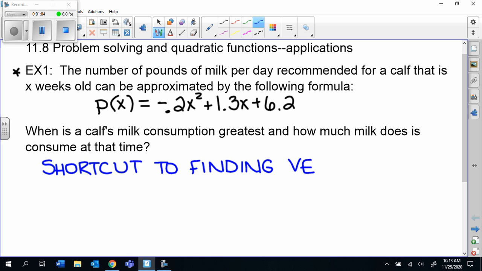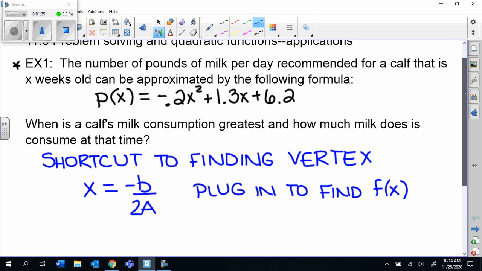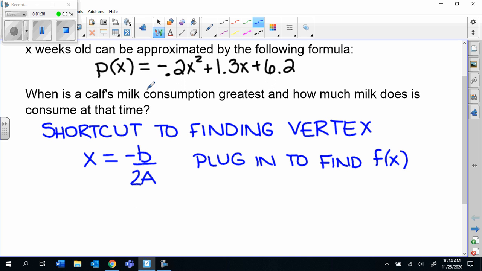Instead of having to complete the square and do all of those steps like we have done in the past, the shortcut is this: x equals negative b over 2a. And then you plug in the x to find the y values, or whatever the variables happen to be. So you plug in to find f of x. And so you no longer have to complete the square. It'll always give you the vertex every time. And I think you'll appreciate how quick and easy it is, especially when there's decimals, like in this first word problem.